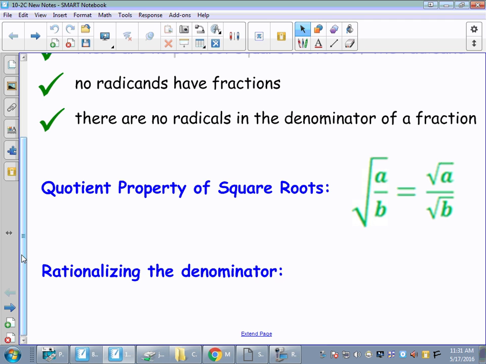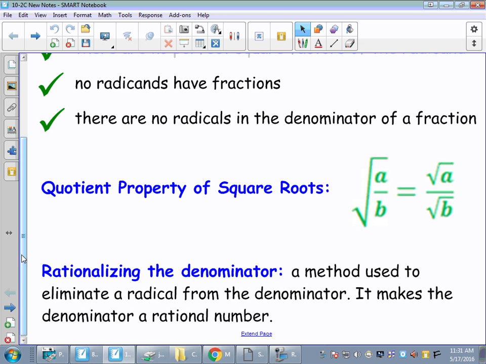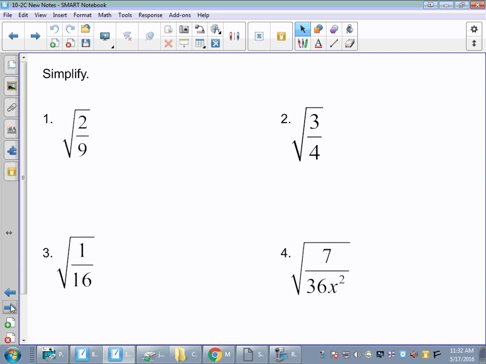Then, depending on the square root of the denominator, if it's perfect, it'll turn into a whole number, no big deal. But if it's not perfect, there's a method called rationalizing the denominator, and that is the method we use to get rid of a radical in the denominator. Basically, that means you make it a rational number. Rational numbers are not radicals. They're nice numbers.